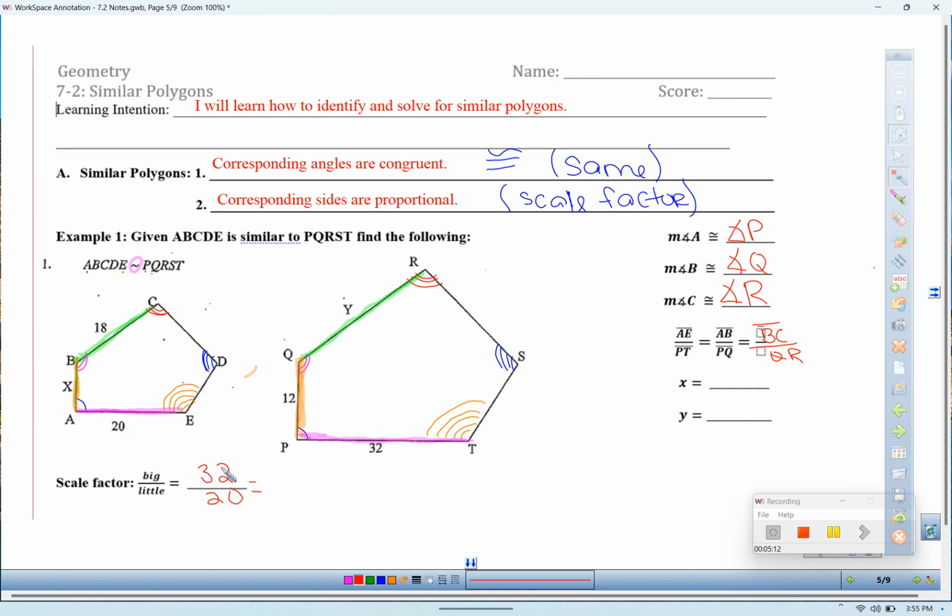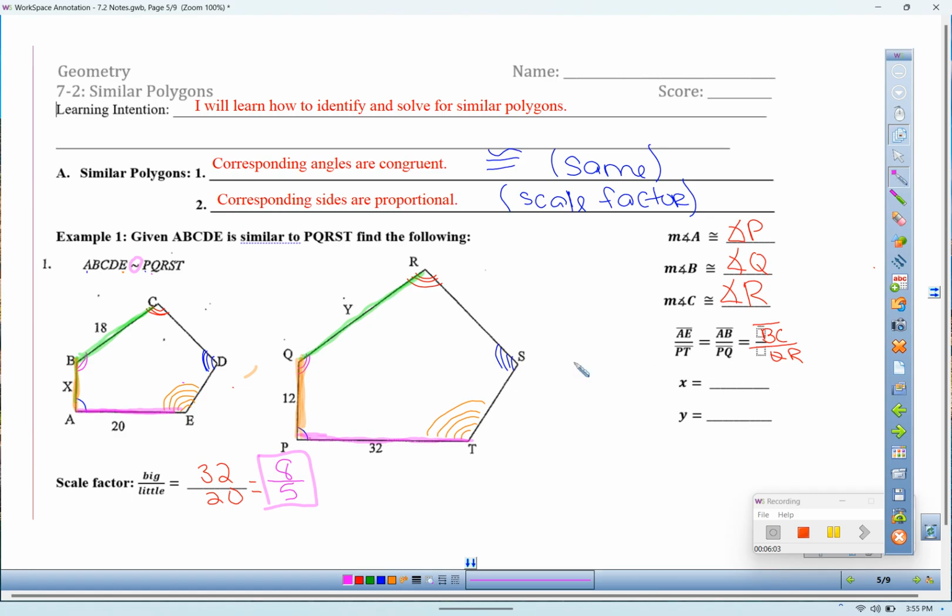Okay, we know that 4 can go into both. Is there anything greater than 4 that can go into both? So if we do this, 4 goes into 32 8 times, 4 goes into 25 times. And then you might check one last time to see if this can be simplified anymore. If not, this is your scale factor. And this is what you can use to solve for every single other segment.